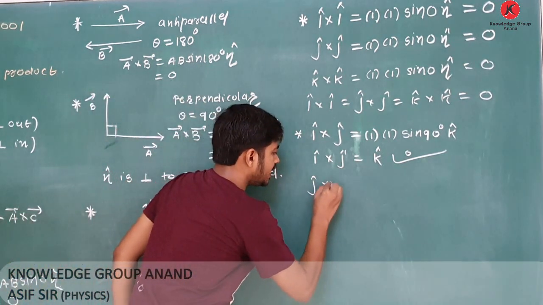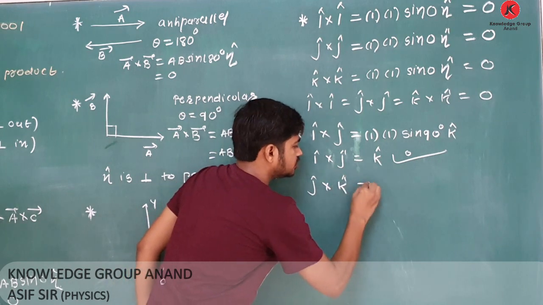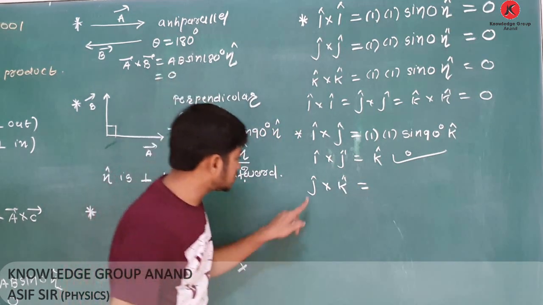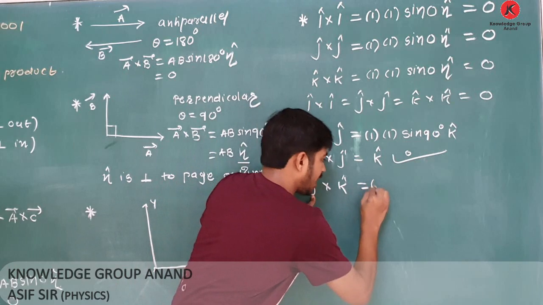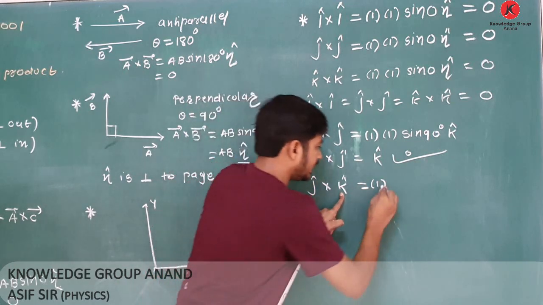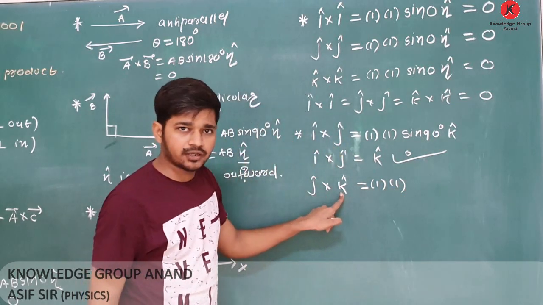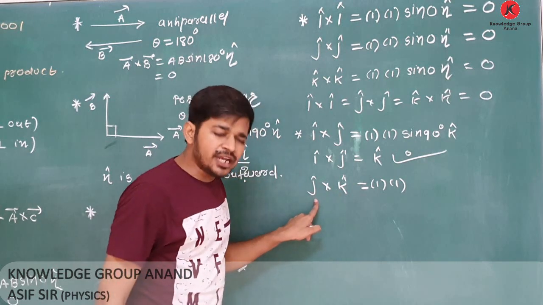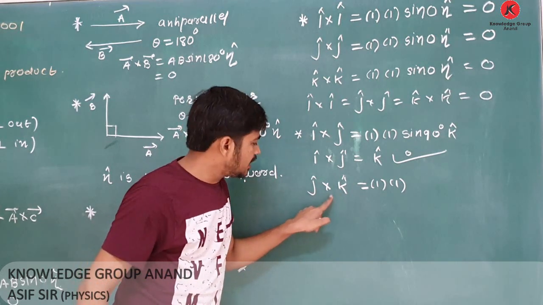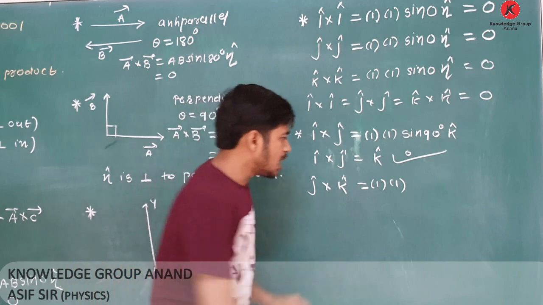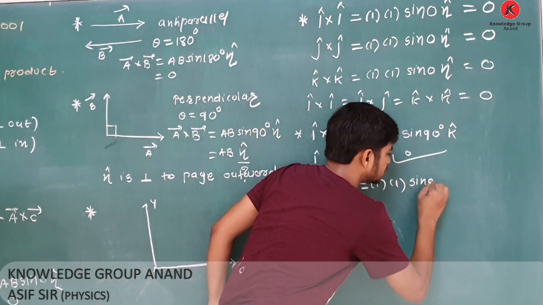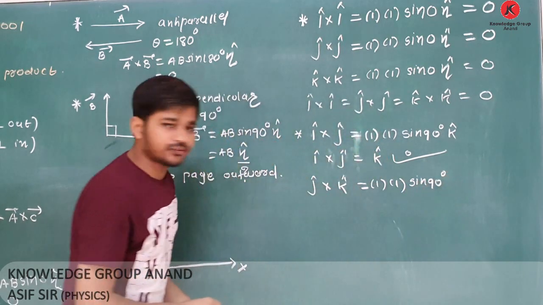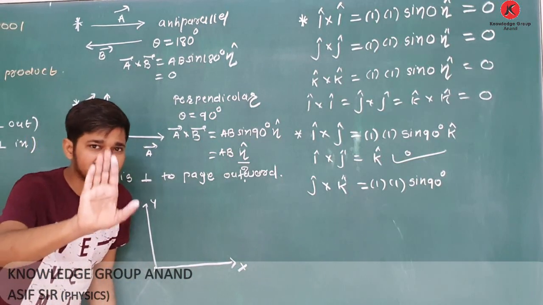See, j cross k. Follow your equation. j, its magnitude is 1. k, its magnitude is 1. Yes or no? Yes. j is the unit vector in the direction of the y-axis, k is the unit vector in the direction of the z-axis, perpendicular to each other. So yes, it is sine 90. How to find its direction?